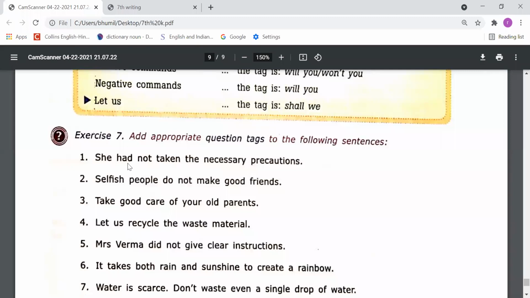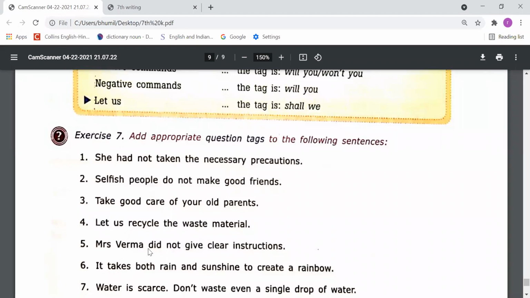Next, selfish people do not make good friends. So we need to mention do they. Remember this: in a question tag, we should not mention the noun. We have to mention the pronoun for the subject. That's why we'll mention they. Do they? Take good care of your old parents. So we can say won't you, or we can say will you. Let us recycle the waste material. So we can say, let us recycle the waste material, comma, shall we, right?